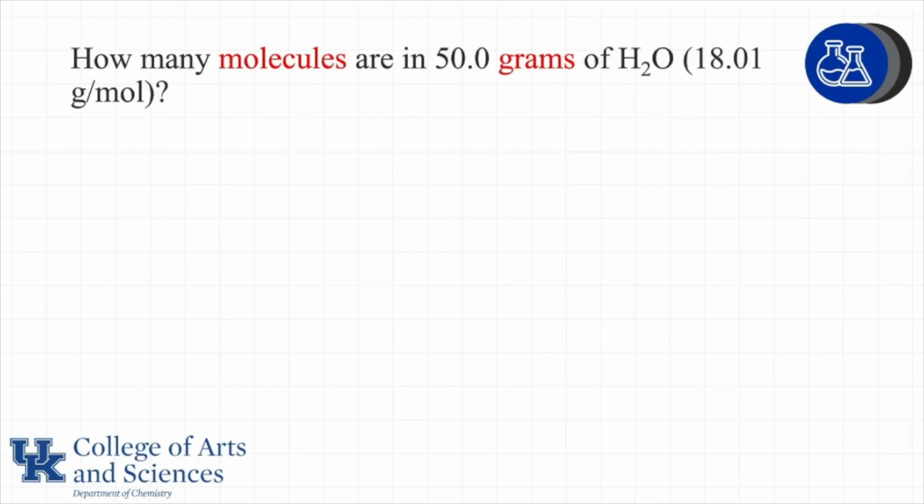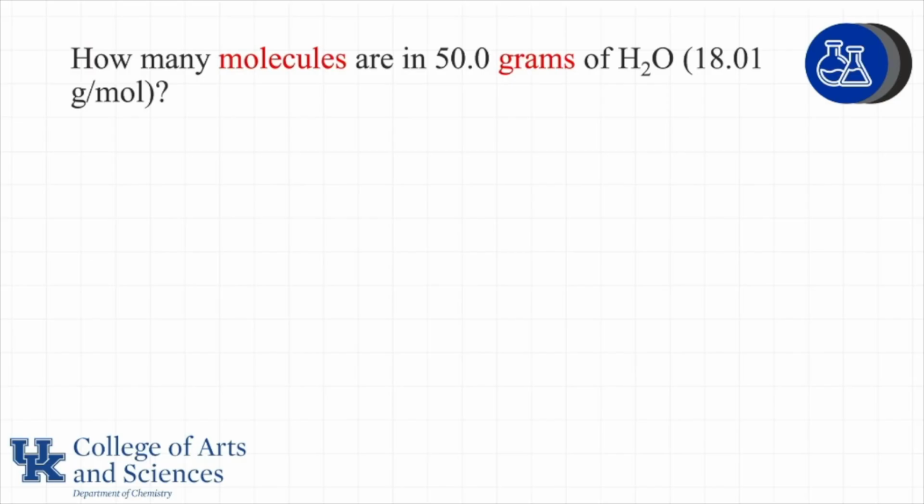How many molecules are in 50 grams of H2O, which has a molar mass of 18.01 grams per mole? You might notice slightly different values for molar masses, and this is just as a result of different rounding on intermediate steps. A difference of 0.01 in a molar mass is not going to change your answer significantly.